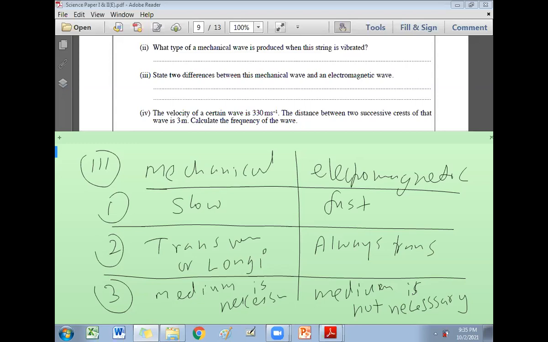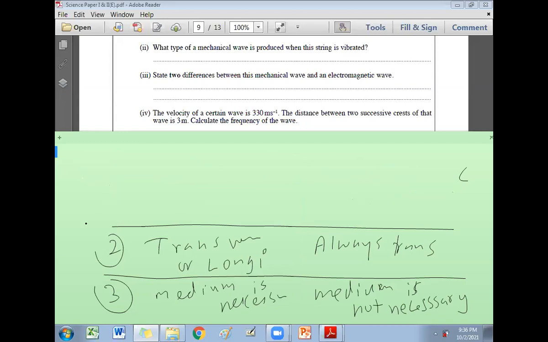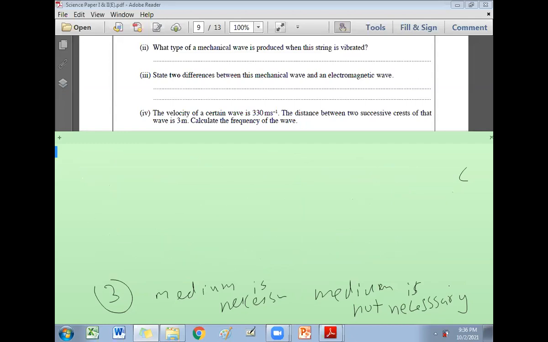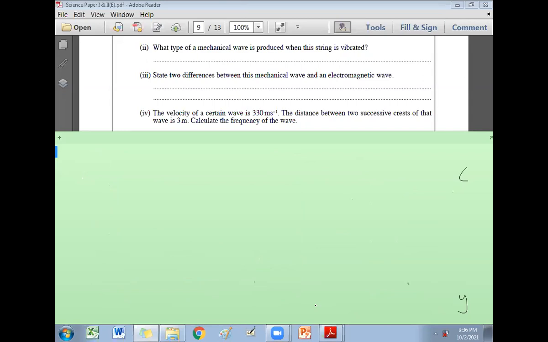They're asking to calculate the distance between two successive crests. In part 3, there are a lot of alternative answers. Then let's move to the next part. I'll erase this. That's a calculation. Calculate the frequency of the wave. Okay, calculate the frequency.